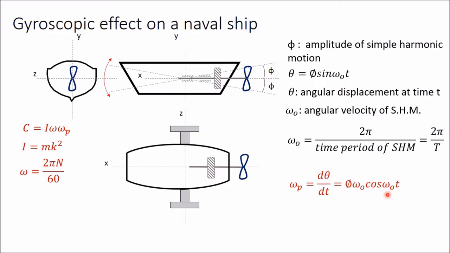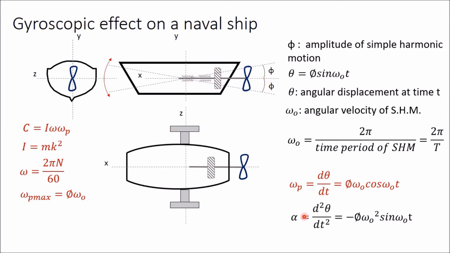And we know that the maximum value of cos omega o t is equal to 1. So maximum omega p is equal to phi into omega o, where cos omega o t is equal to 1. So that is when this axis is at mean position. At that time velocity will be maximum, and at that time you will get maximum gyroscopic couple.